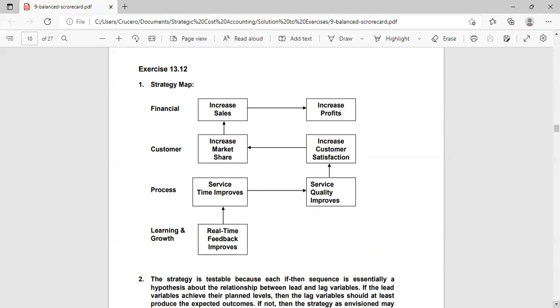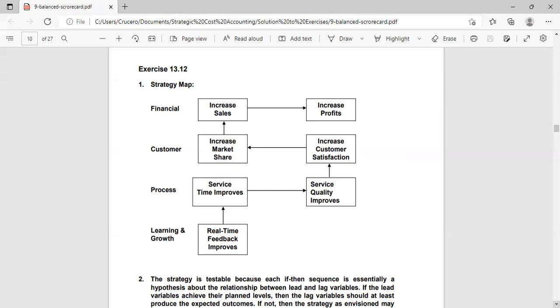If post-sales service time improves, then both... okay. So if post-sale service time improves, then post-sale service quality will increase. If post-sale service quality increases, then customer satisfaction will increase.